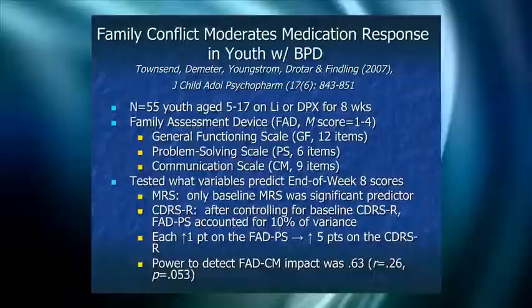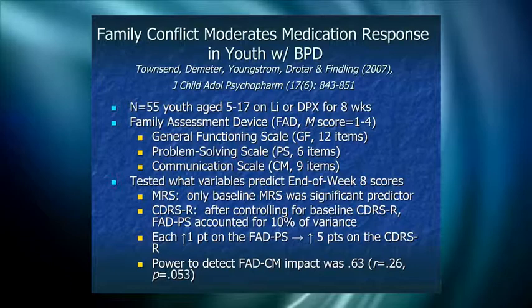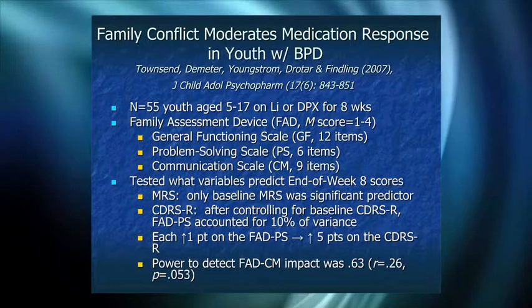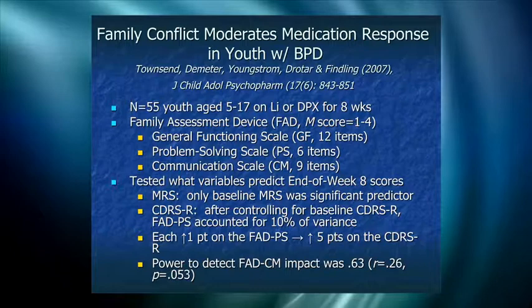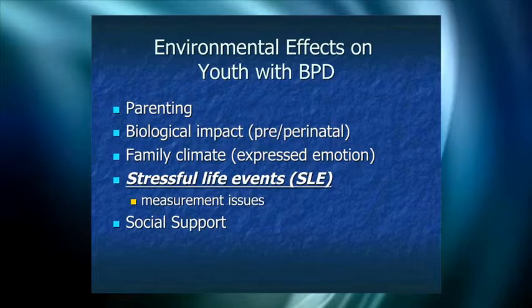So the best predictor of current behavior is past behavior, in this case, manic symptoms. On the depression scale, the CDRS-R, after controlling for baseline CDRS-R, the FAD problem-solving scale accounted for 10% of the variance. Each 1 point up on the FAD problem-solving scale led to a 5 point increase on the CDRS-R, and the power to detect the impact was 0.63. Okay, so family climate, you have to pay attention to that.